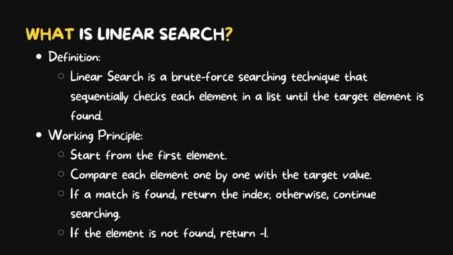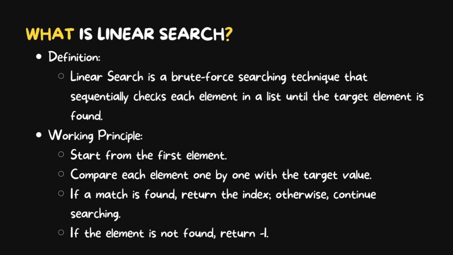Linear search is a simple searching algorithm where we check each element in a list one by one until we find the target element or reach the end of the list. It's called linear because the number of comparisons grows linearly with the size of the list.